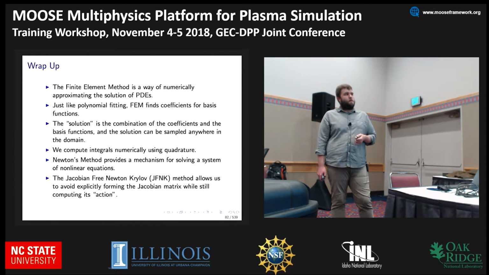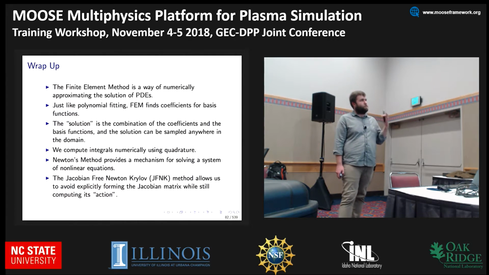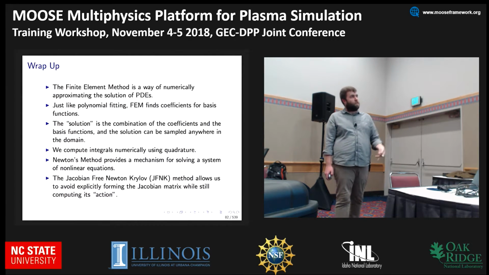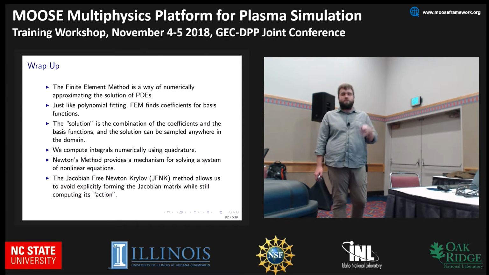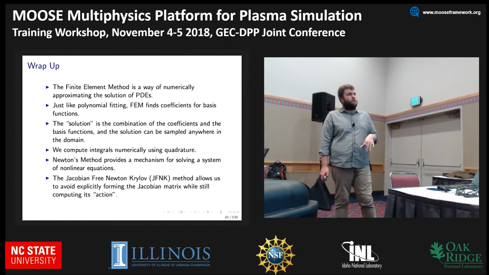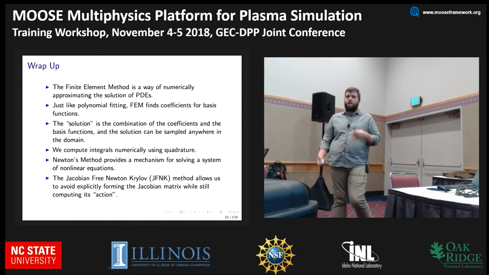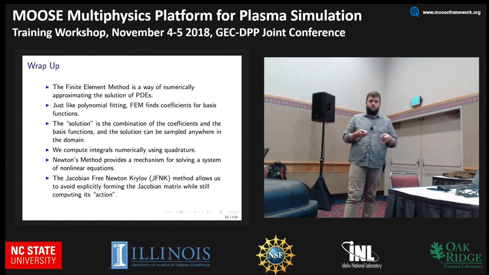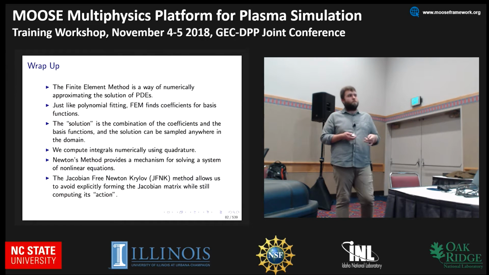Okay, so to sum up, we're using the finite element method as a solution to our PDEs. We're finding the coefficients for our basis functions, and the solution is the combination of all these coefficients. In Moose, they compute integrals numerically using quadrature, and then we're using Newton's method to do the nonlinear solve. The Jacobian-free Newton-Krylov method allows us to avoid forming the Jacobian while still computing the solution as if we had the Jacobian.